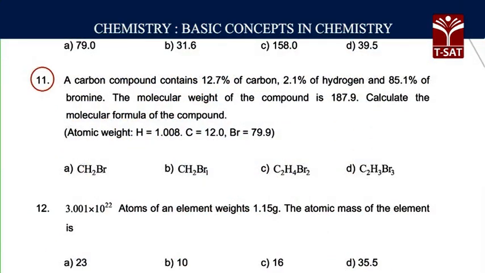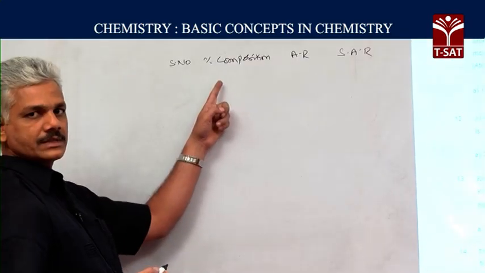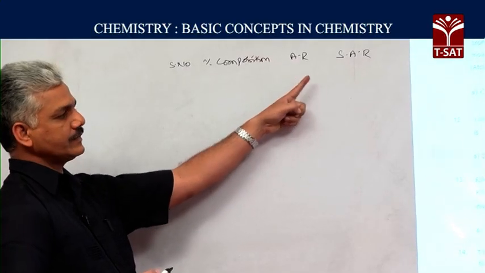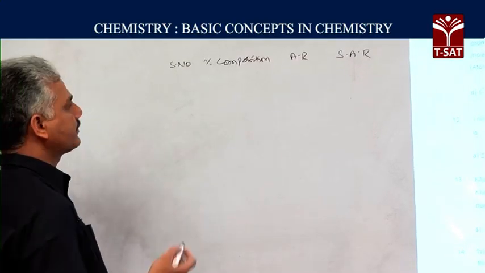A compound contains 12.7% of carbon, 2.1% of hydrogen and 85.1% of bromine. Molecular weight of the compound is given as 187.9. We have to calculate the molecular formula of the compound. To solve this problem, first we have to find out the empirical formula by following the standard format: serial number, percentage composition, atomic ratio and simple atomic ratio.